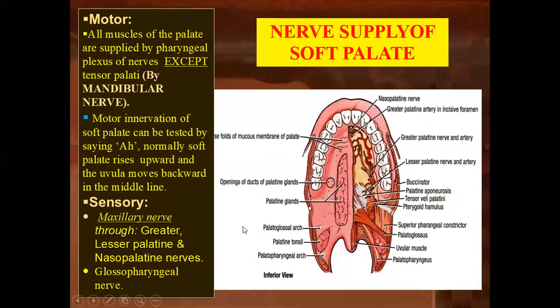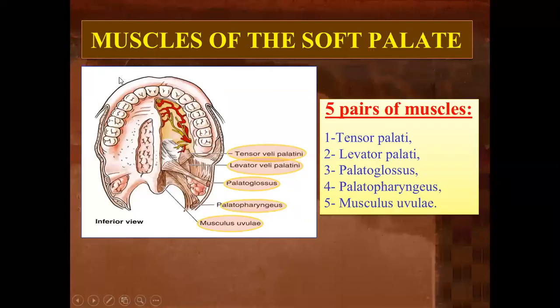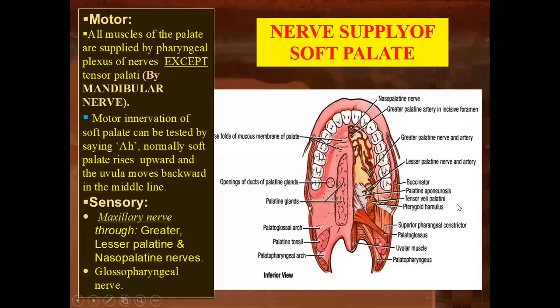Now coming to the nerve supply of the soft palate. The motor nerve supply of the muscles of the soft palate, which helps in moving the palate: all the muscles of the palate are supplied by the pharyngeal plexus, except the tensor palati, which is the first muscle here. All other muscles are supplied by the pharyngeal plexus, except the tensor palati, which is supplied by the mandibular nerve.